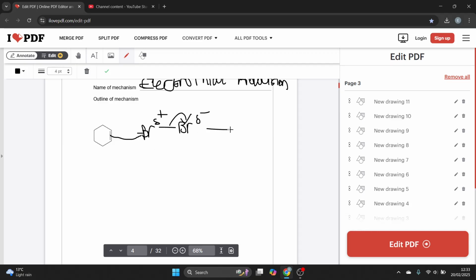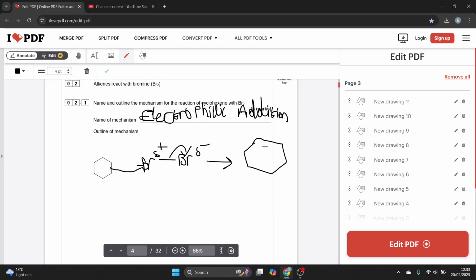Now we've got this, with a Br bonded here and a carbocation here. Br minus, with a lone pair of electrons, goes there. And that's it for 5 marks: electrophilic addition, double bond to the partially positive Br, Br–Br bond breaks, and then Br minus with a lone pair of electrons and a negative charge bonds to the carbocation with the positive charge.